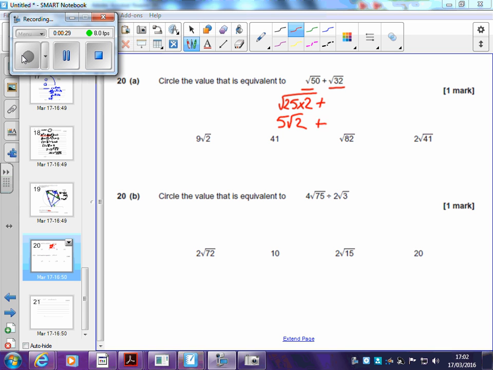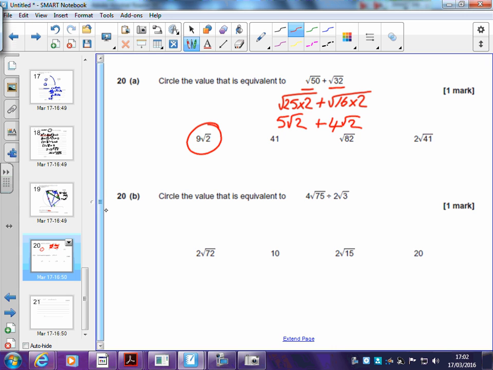plus 32. I want to split that into two numbers that multiply together to give 32, one of them being a square number. So 16 times 2 will do fine. 16 is a square number, so I can take that outside of the square root sign and square root it, so I get 4 root 2. When I add 5 root 2 to 4 root 2, and I can add them together now because they're both just root 2's, I get 9 root 2.